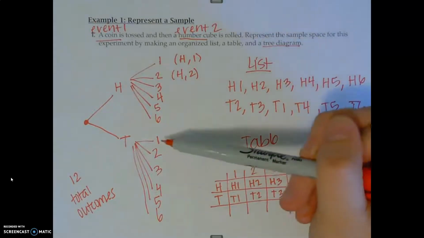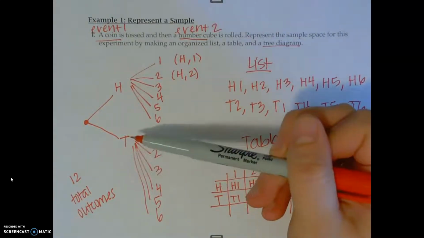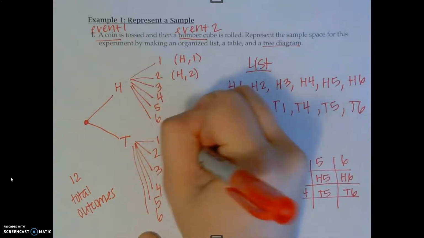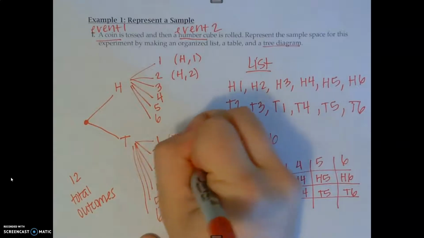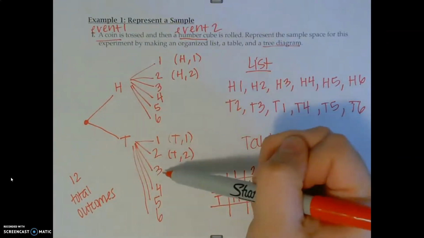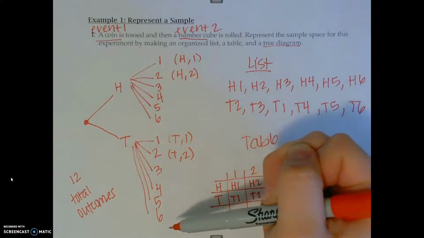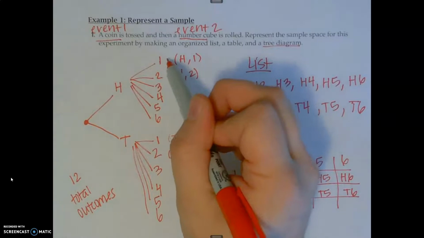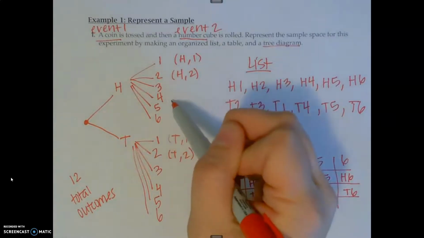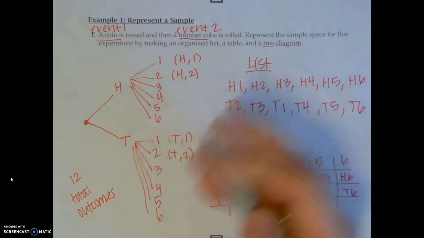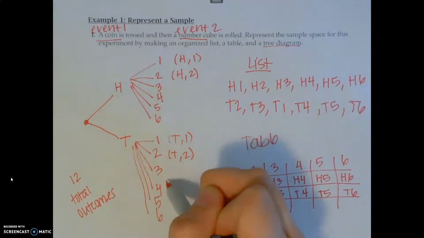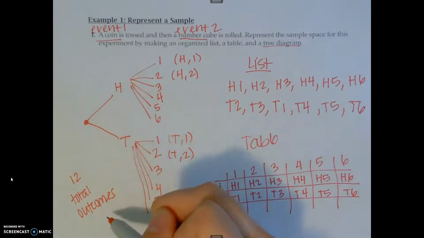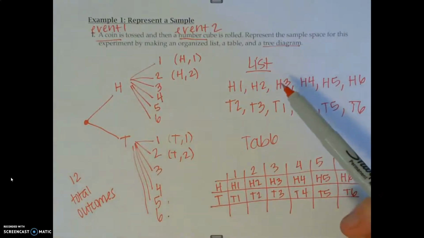Now I still have these same possibilities for my number cube had I flipped a tails on my coin. So I could have gotten a tails with a 1, or a tails with a 2, or a tails with a 3, 4, 5, and 6. So if you notice, we can count the total number of possible outcomes. So I have 1, 2, 3, 4, 5, 6, 7, 8, 9, 10, 11, and 12, which gave us our 12 total outcomes.